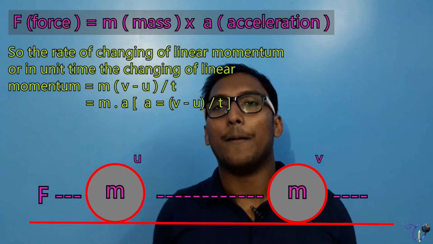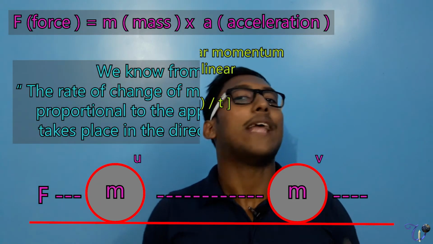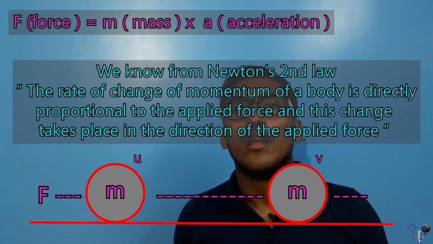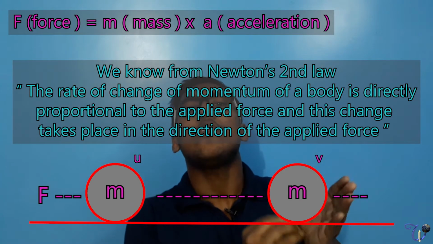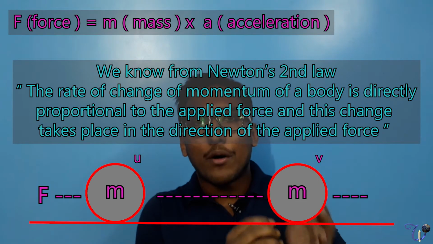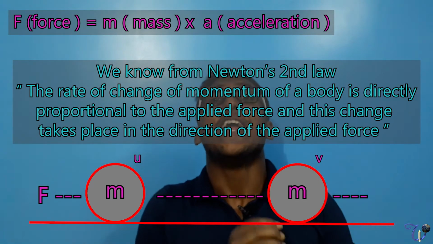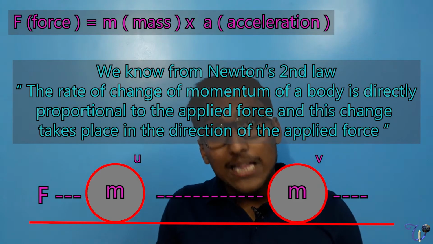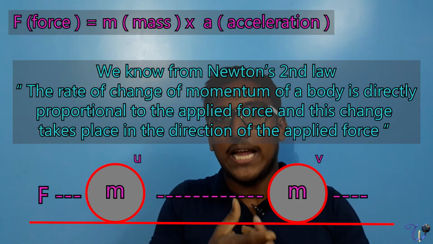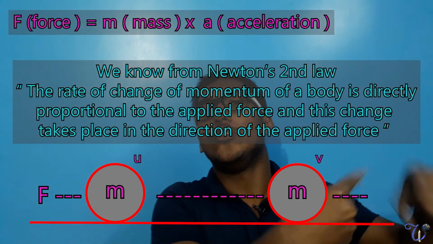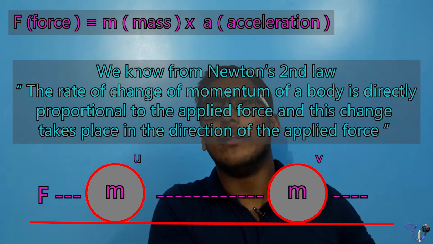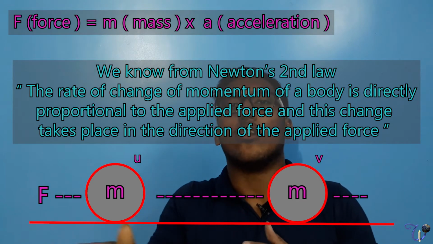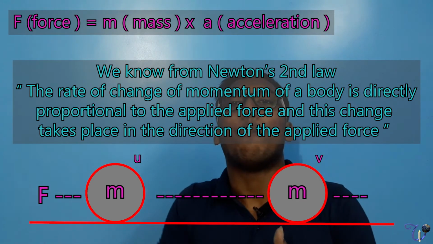Now think about it. We know the second law of Newton. The second law of Newton is what? The rate of change of the momentum of any body or of any moving particle is directly proportional to the applied force, and the change of the linear momentum takes place in the direction of the applied force.